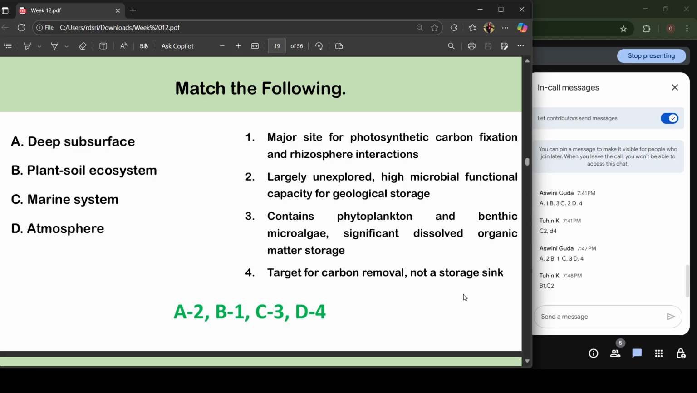And we also have benthic microalgae, significant dissolved organic matter storage. So all this together we have indications to marine system. And the atmosphere itself, it's a target for carbon removal and not a storage sink. You can't store carbon in the atmosphere. I hope it is clear. If there are any doubts, please post in the chat box so that I'll discuss that again.